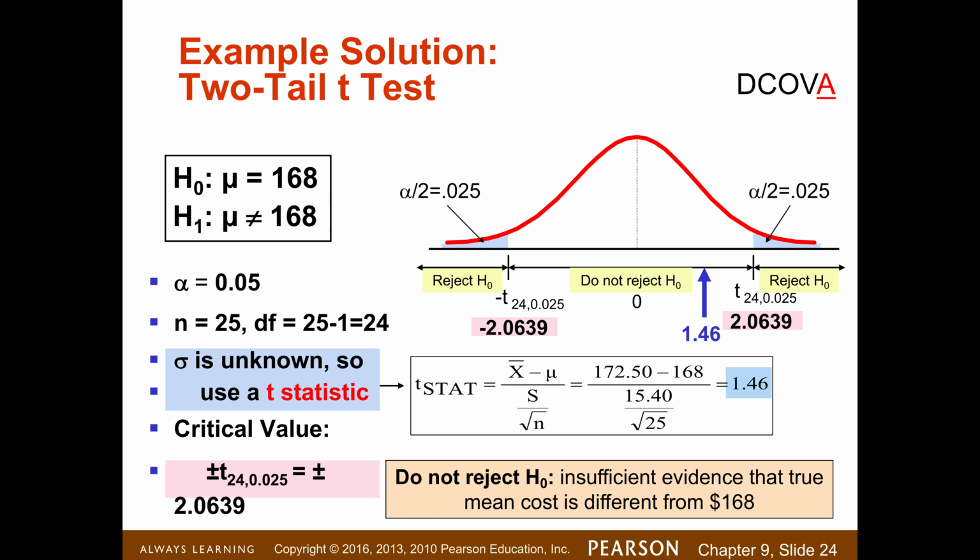So guys, since that falls in our do not reject region, we would fail to reject, and we conclude that there's insufficient evidence that the true mean hotel cost in New York City differs from 168.